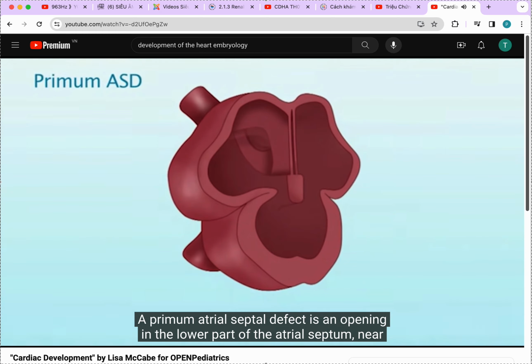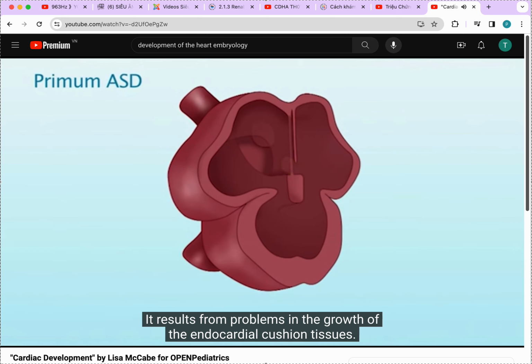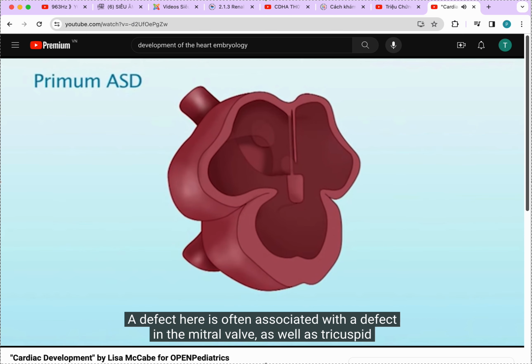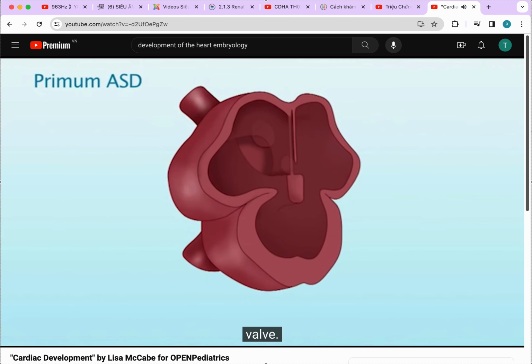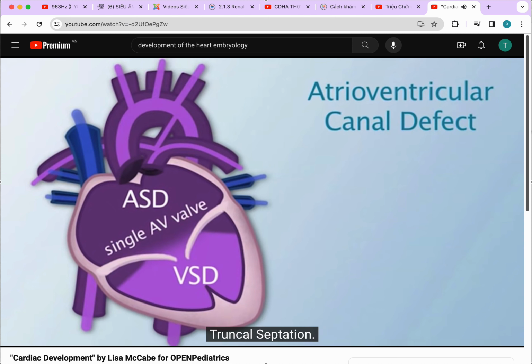A primum atrial septal defect is an opening in the lower part of the atrial septum, near the tricuspid and mitral valves. It results from problems in the growth of the endocardial cushion tissues. A defect here is often associated with a defect in the mitral valve, as well as tricuspid valve. The most severe form of this is an atrioventricular canal defect.